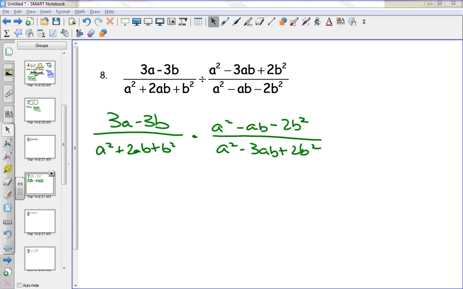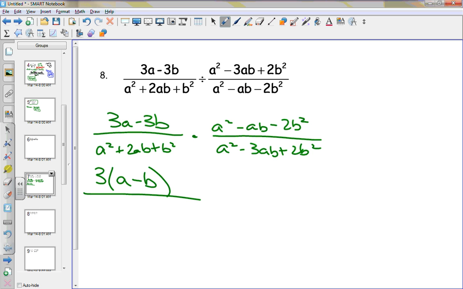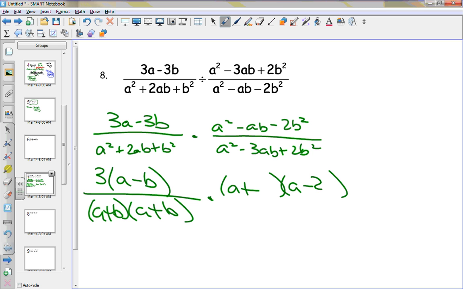Now, I need to factor this into 2 binomials. So do I have a GCF here? 3. Pull a 3 out. I can see a minus b. I need to put the denominator into 2 binomials. So how do I put that into 2 binomials? A plus b times a plus b. Times, I need to do the second one into 2 binomials. How do I split up negative 2b squared to get negative ab in the middle? A plus b, a minus 2b.